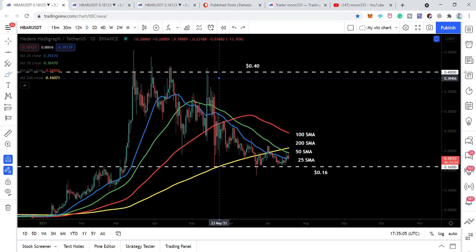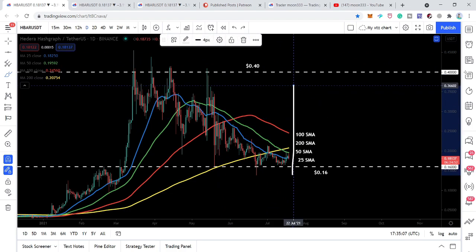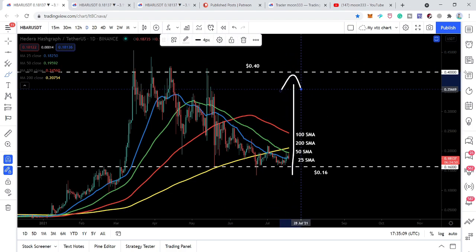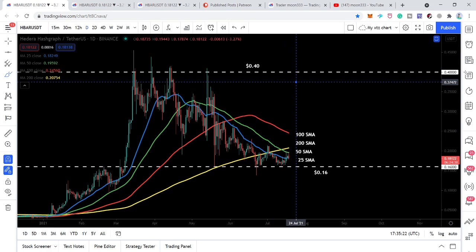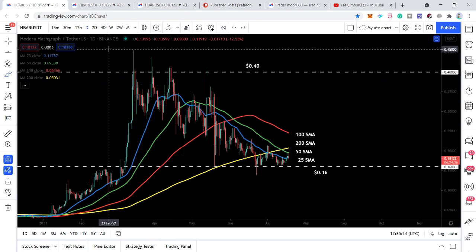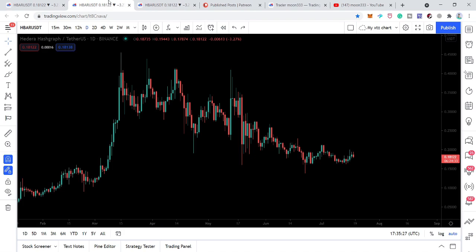move started. However, you can see there is a big move required in order to reach up to 40 cents resistance level, because the price line at this time is moving at 18 cents. So we need more than 100% move to reach up to 40 cents resistance level. Okay, at the same time, on the same daily time frame chart, let me show you here.